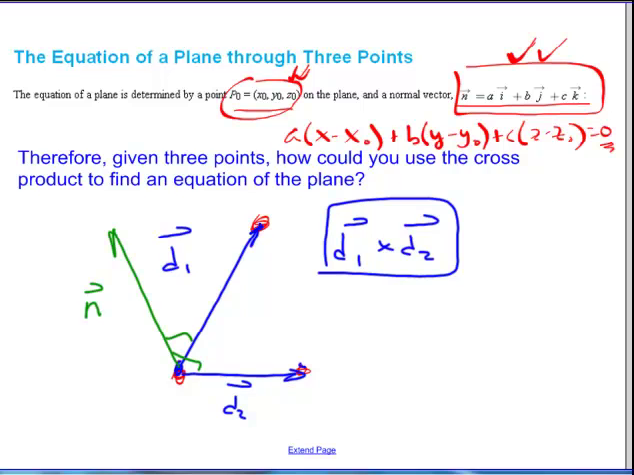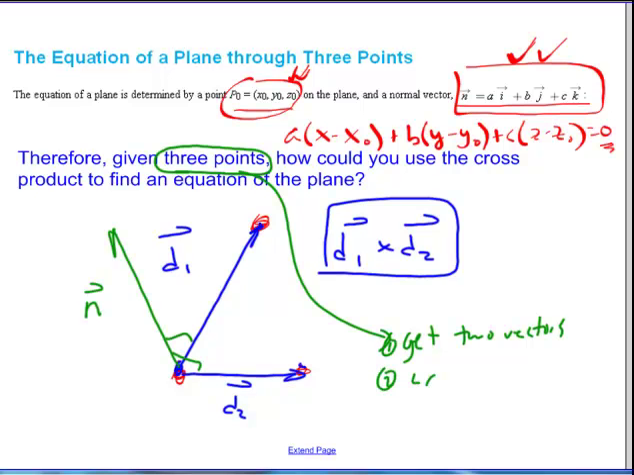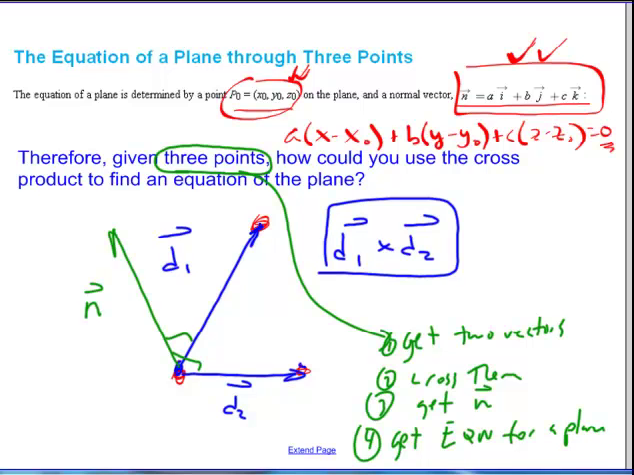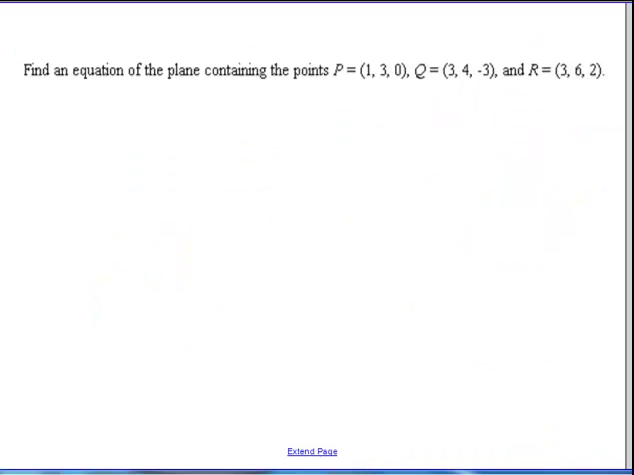So now, given 3 points, I can get 2 vectors, cross them, and get the normal vector. And now that we have that, using what we knew before, we can get an equation for a plane. And that's pretty cool. It's a pretty cool application of both the dot and the cross product. So let's see an example of that.